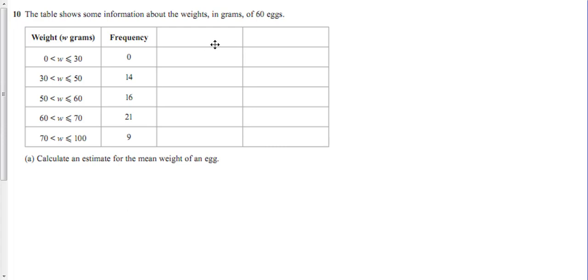This is question 10 from the Unit 1 Edexcel mathematics paper in March 2011, and it's an estimate of the mean question. So for those of you that revise effectively, you'll know to look out for estimate for the mean with a frequency table, and that should immediately mean that you think about finding the midpoint and timesing that by the frequency.